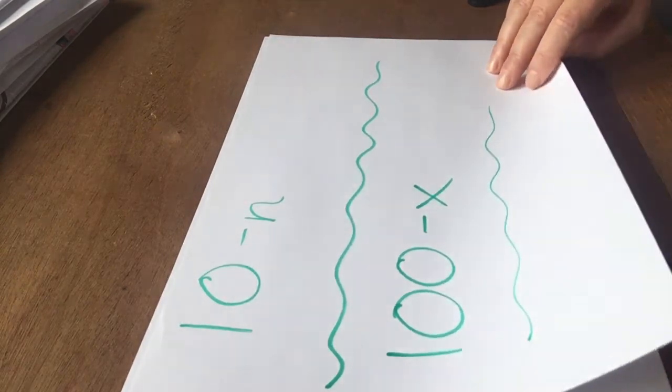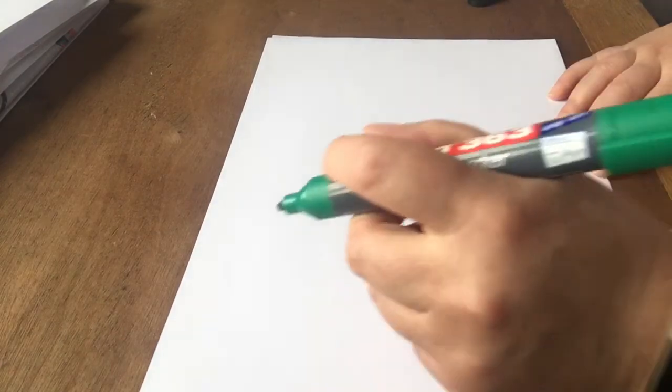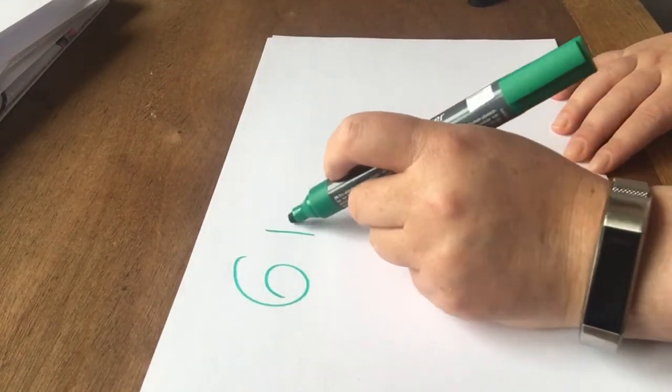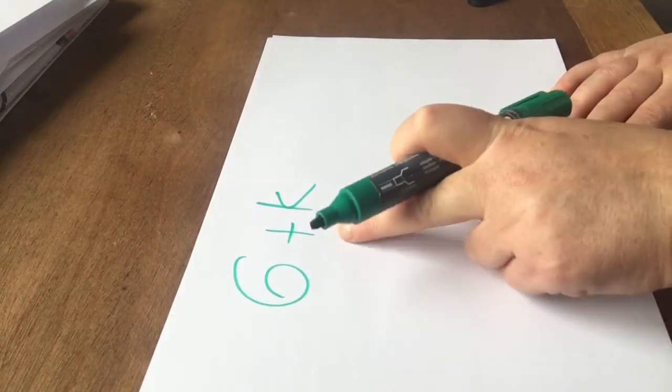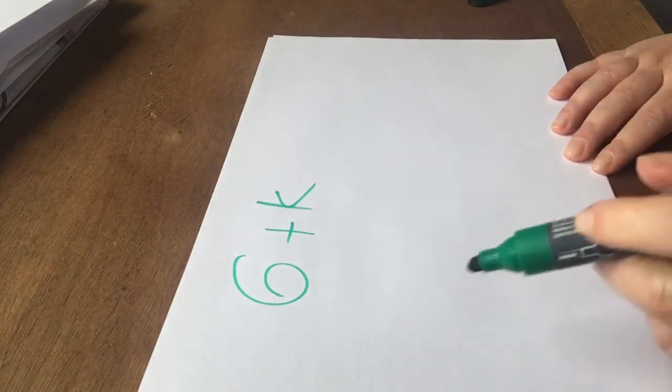Let's look at another algebra word problem. So number 3, I have 6 presents and my friend gives me K more. How many do I have now? So I've got 6 presents and my friend gives me K more. How many do I have now? So I have 6 plus K.